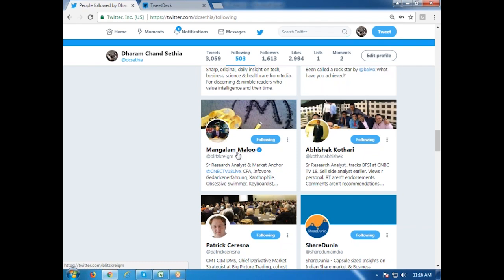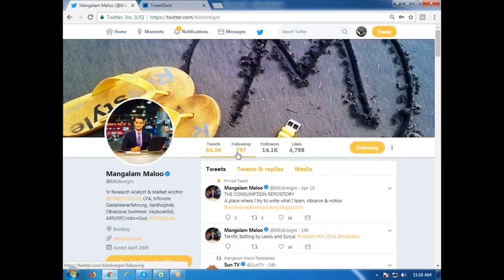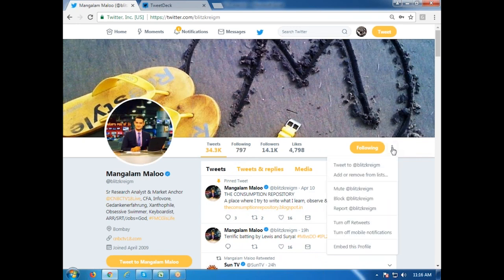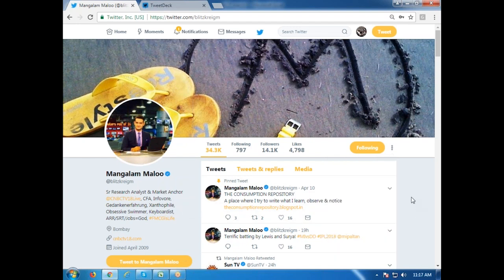They keep on tweeting their updates and you can put them into your notifications. Let's say Mangalam Malu, I go to his profile. I have him on mobile notifications. Currently this says turn off mobile notification, so my mobile notification is on for this person. Whenever he tweets, it comes to my mobile as a message. So these are a couple of things that you can do with Twitter.